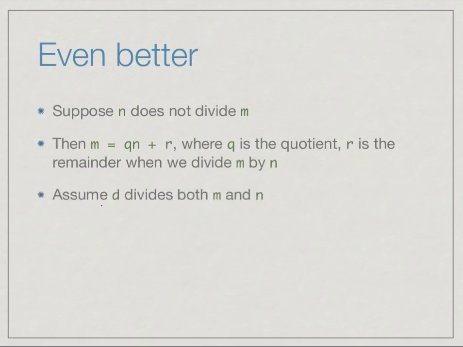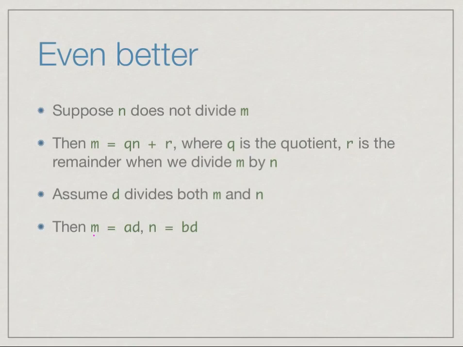So now let's assume as before that we have a common divisor for both m and n. In other words, like before, we can write m itself as a times d and n as b times d for some numbers a and b, because m is a multiple of d and so is n. So if we plug this into the equation above, we see that m, which is a times d, is equal to q times n, which is b times d, plus r. So d divides the left and d divides one part of the right. So you can easily convince yourself that d must also divide r.